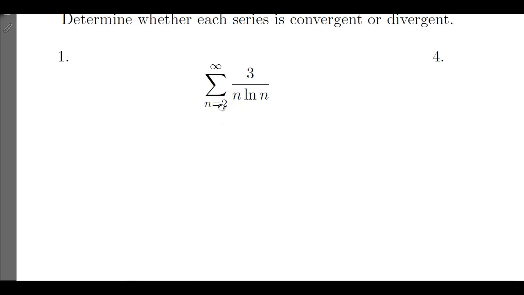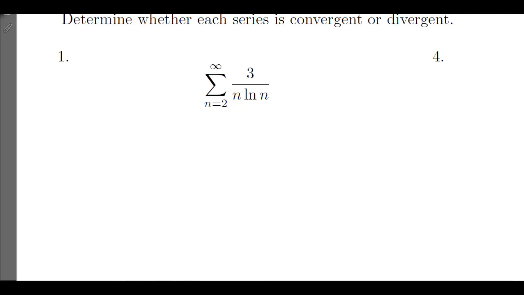The first one is the series where we go n equals 2 to infinity, 3 over n log n. So let's just write that down. We've got a series, n equals 2 to infinity, of 3 over n natural log of n. We want to figure out if this converges or diverges.